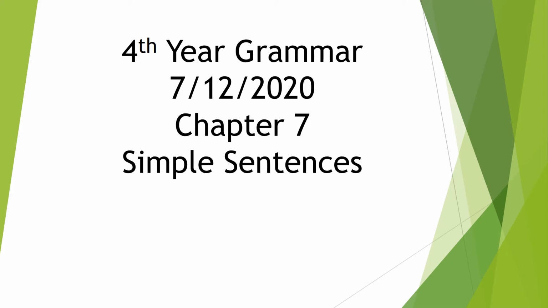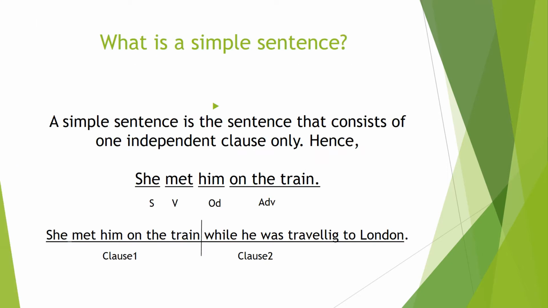Okay, so first of all, we are going to start with a simple definition of the simple sentence. What is a simple sentence? A simple sentence is the sentence that consists of one independent clause only. For example, she met him on the train.